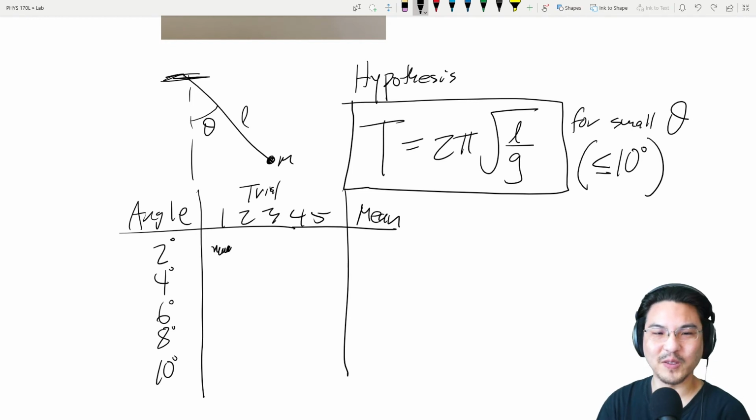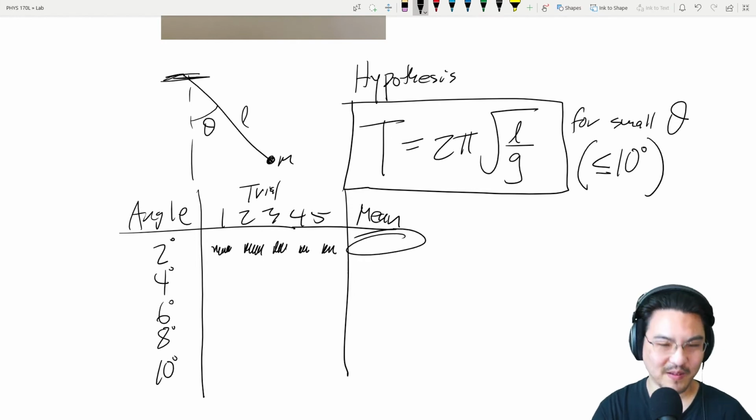Okay, so now trial 2, 2 degrees, let it go, let it swing 3 times, stop, divide by 3, write that down. Okay, and then reset, 2 degrees, let it go, swing 3 times, divide by 3, there you go, and then you do 5 trials, and then take the mean of these 5.